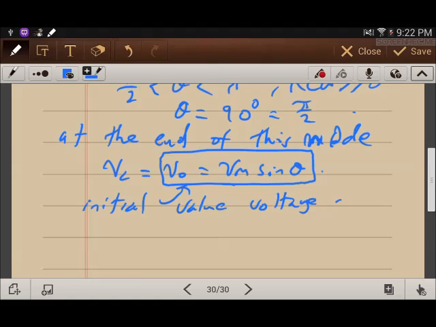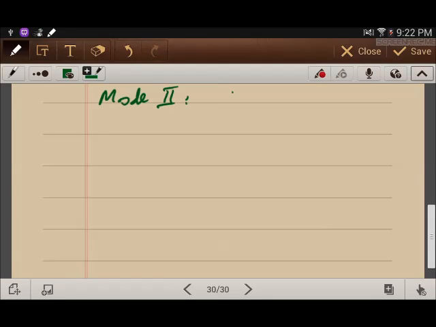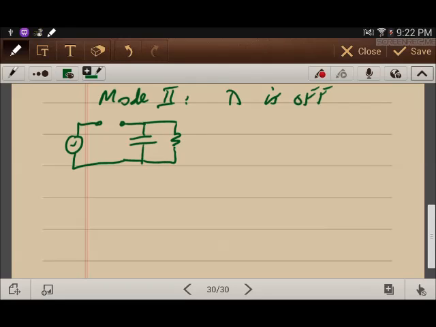So this is like the initial value of the voltage across the capacitor, and we need this in the second mode. So mode 2 is when the diode is off, and when the diode is off it simply acts as an open switch, and the capacitor will start to discharge into the resistor.